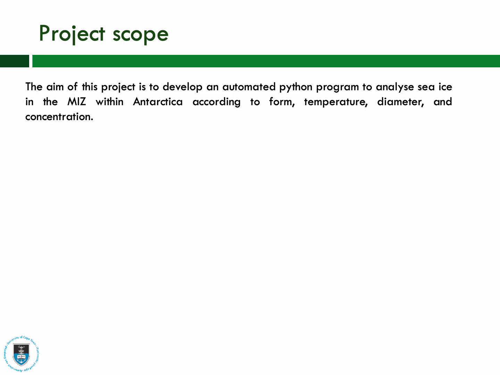The project scope can be broken up into its aim and its objectives. The aim of the project is to develop an automated Python program to analyze sea ice in the marginal ice zone within Antarctica according to its form, temperature, diameter, and concentration.